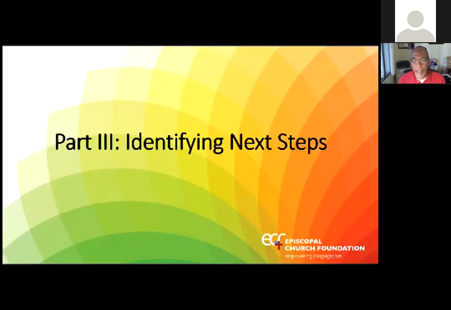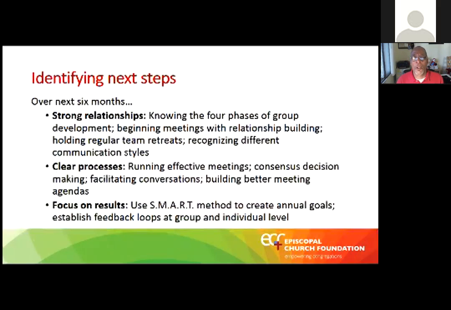We had a good time together from Friday evening and on Saturday all day, and we've learned some new tools. We talked about a number of areas which we want to focus on in our congregation, on our vestry or in our leadership team. How do we move forward? So the next area we spend some time on before all of us going our separate ways is talking about what do we do over the next 6 months.